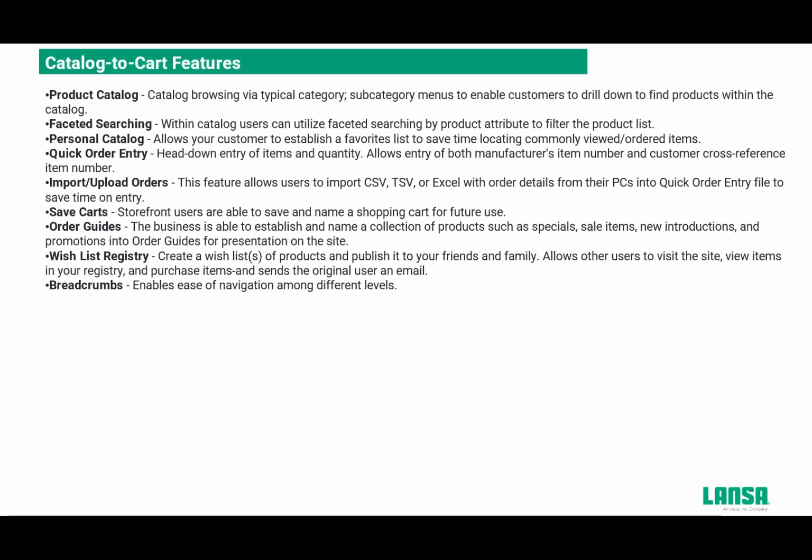So catalog to cart features, and one example there is faceted searching. We're going to look at a really good example of that when we look at the case study in just a few minutes. Breadcrumbs is another example that a lot of people like, so that you can see where I am in the navigation of my website, the e-commerce site, and always know how I get back and maybe move forward if I got lost somewhere.